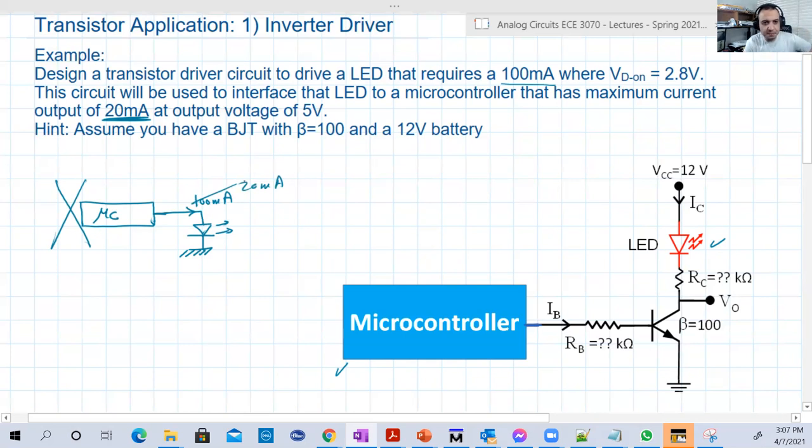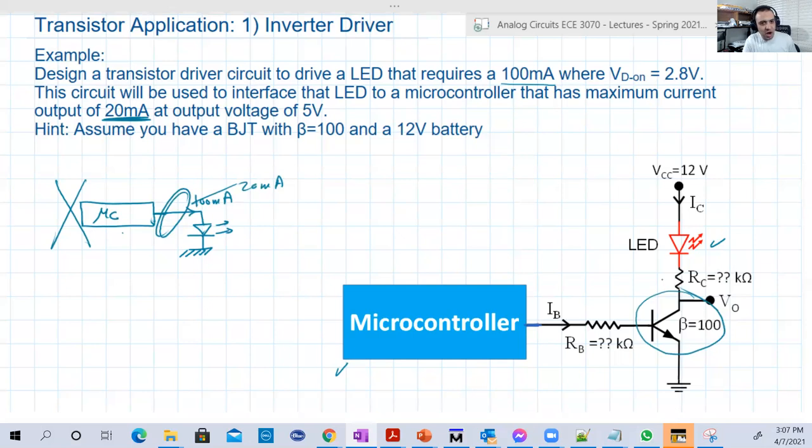It's not good. And that's where the inverting driving application of the transistor comes into the picture. We can put the transistor between the microcontroller and the LED as an interfacing circuit, just like this, with some other resistors, and I'm going to explain now why we put these resistors.